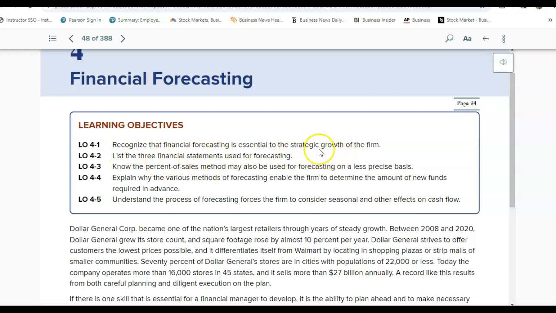There are 3 financial statements you use for forecasting, and I'm going to give you a hint. It's not exactly the same as the ones you learned about in Chapter 2, but it's a derivative of those. So take a look out for that. Make sure you understand what those are.